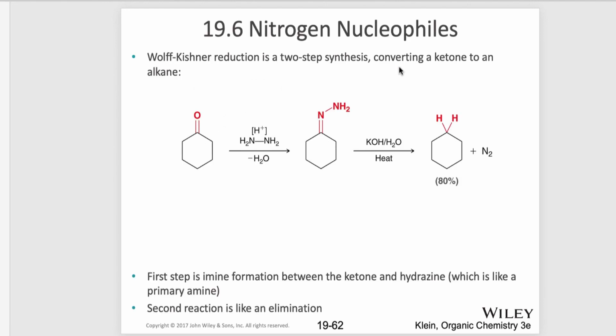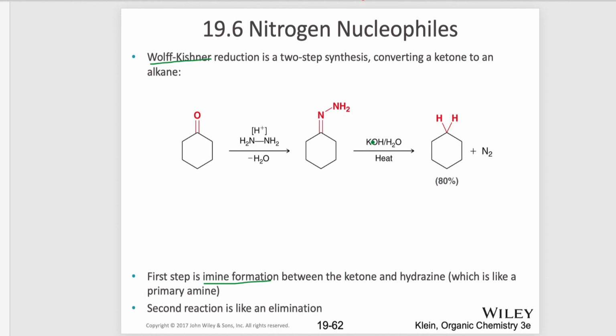So, here is another approach to functionalizing our carbonyl compounds. This chapter is focused on ketones and aldehydes. Here is a named reaction. It's a more advanced reaction, but guess what? Acidic conditions. And here we now have hydrazine. The first step is imine formation between the ketone and the hydrazine, and it's going to form a hydrazone, which is shown here.